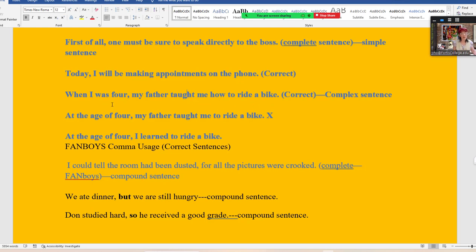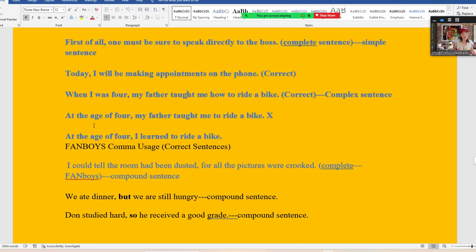So here, "when I was 4" is a dependent clause, and then "my father taught me how to ride a bike" is an independent clause, and then you have a complex sentence. So that's a complex. Now this one is wrong. And we're going to go over misplaced modifiers in a second.